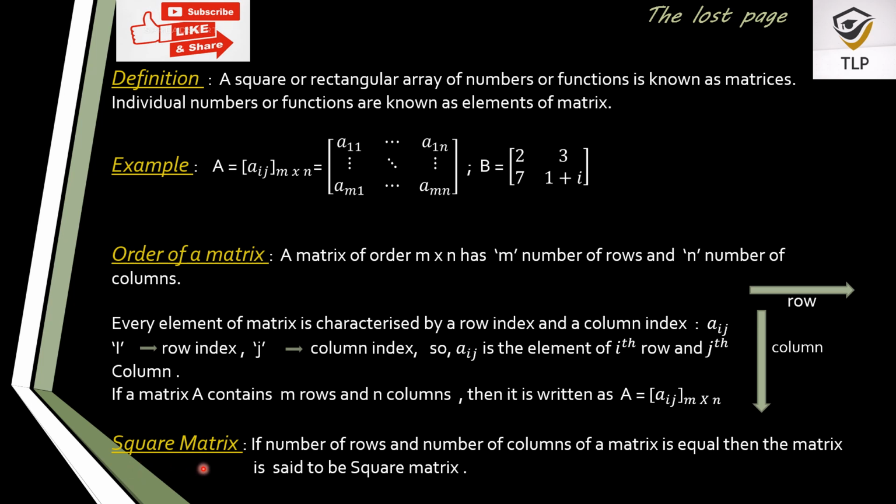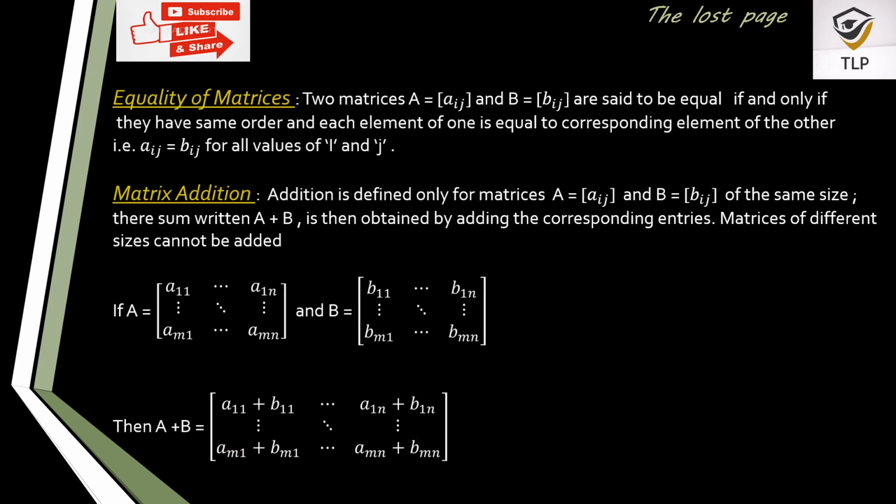Now, the square matrix. If the number of rows and number of columns of a matrix is equal, then the matrix is said to be a square matrix. Equality of matrices: two matrices A equal to Aij and B equal to Bij are said to be equal if and only if they have the same order and each element of one is equal to the corresponding element of the other. That is, Aij equal to Bij for all values of i and j.